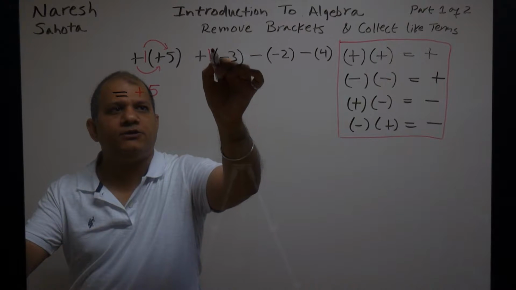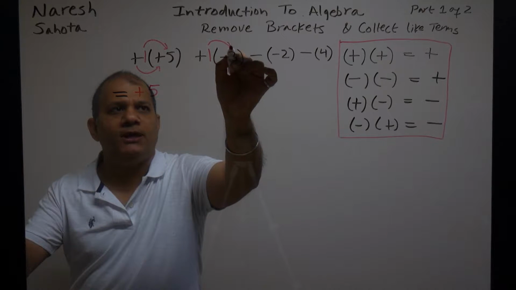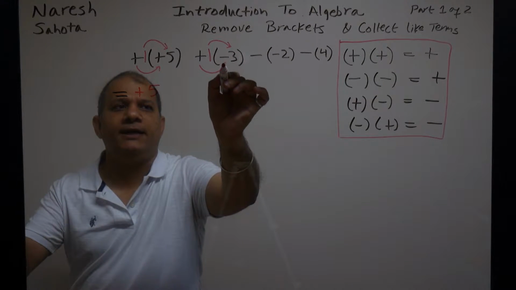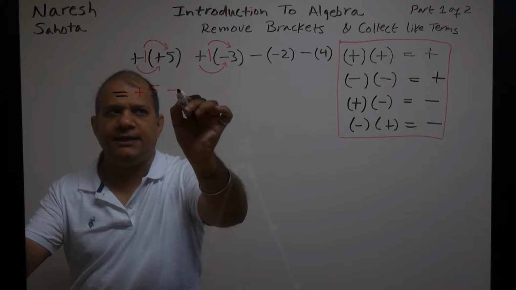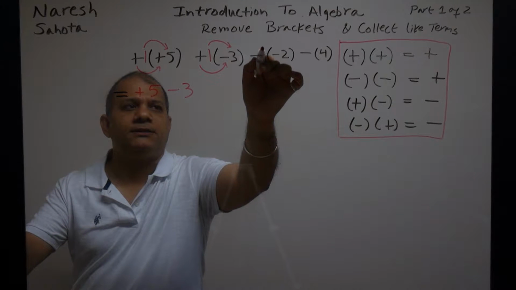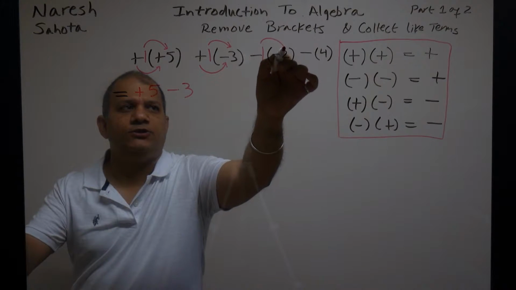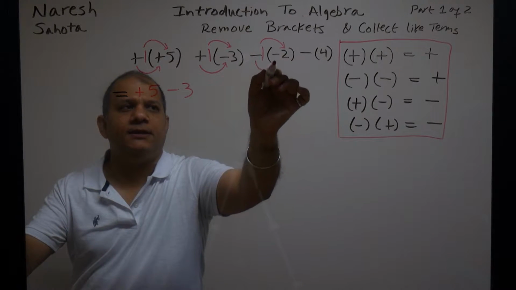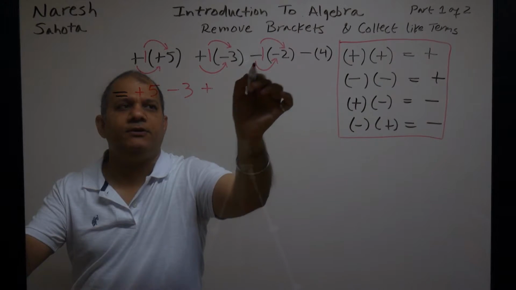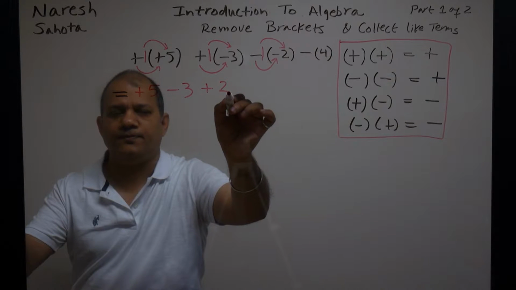Now this one here, so we have imaginary 1. 1 times 3 is 3. And what's the sign? Positive times negative is negative. So that's negative 3. Move on to the next. So 1 times 2 is 2. And what's the sign? Negative times negative. Negative times negative is positive. 1 times 2 is 2.